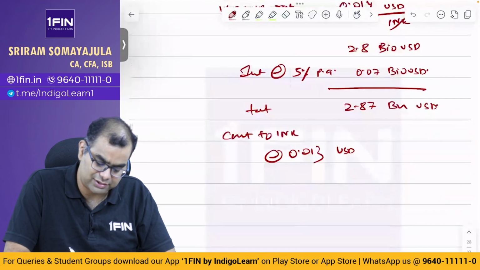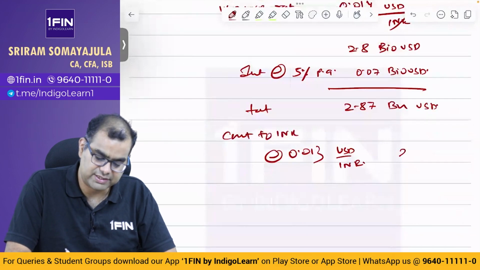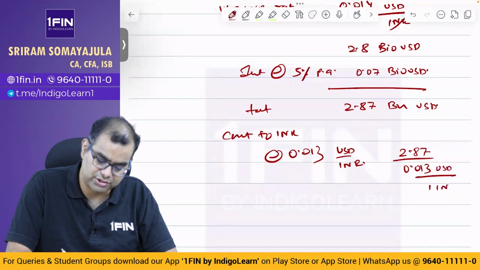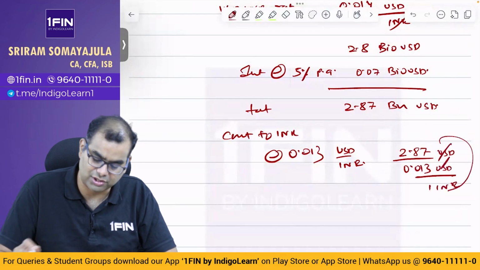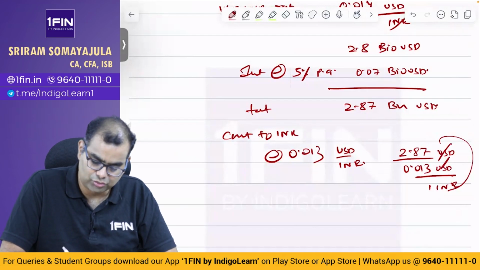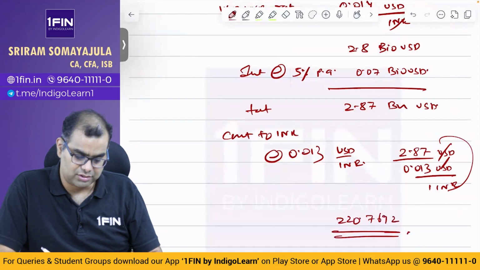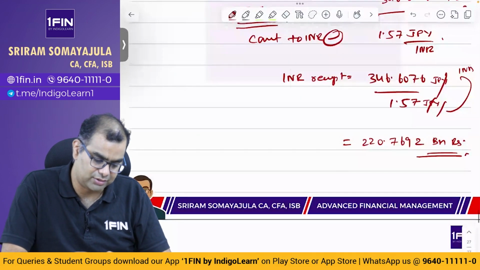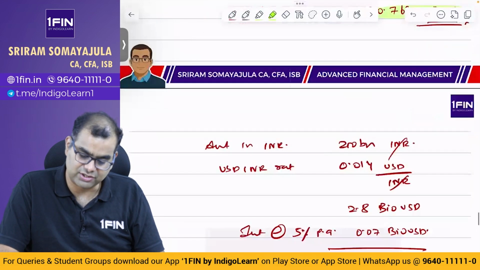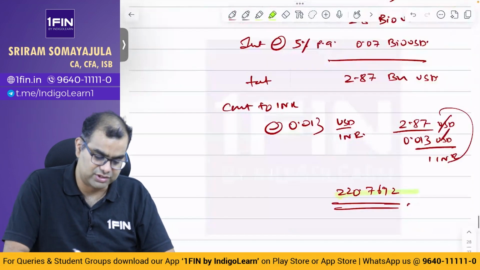USD per INR. So you have to divide 2.87 by 0.013 USD per 1 INR. The USD gets cancelled, INR goes on the top. So 2.87 divided by 0.013, you get 220.7692. Okay, what did you get? You got the same thing in both places. In fact, this is 791 or something. This is actually 9230. So USD is a better option.